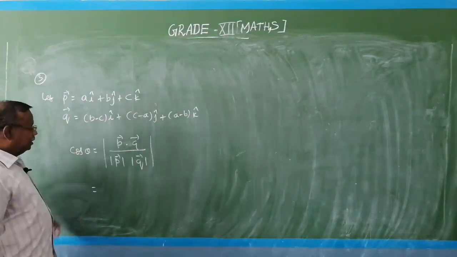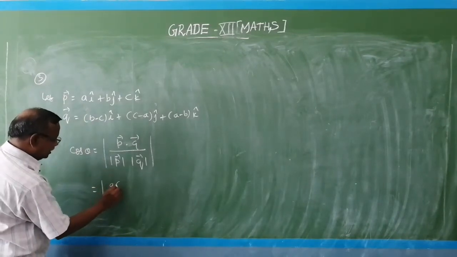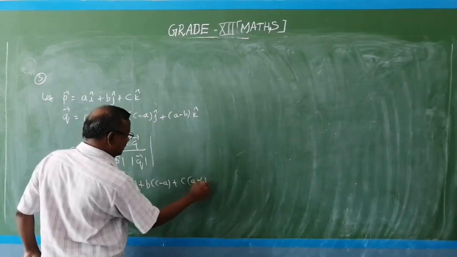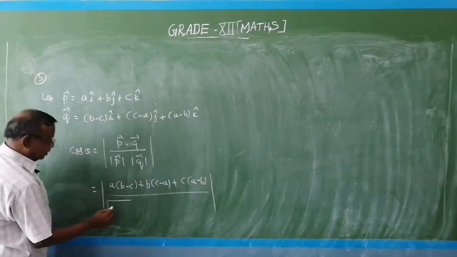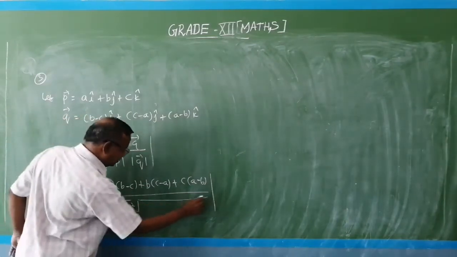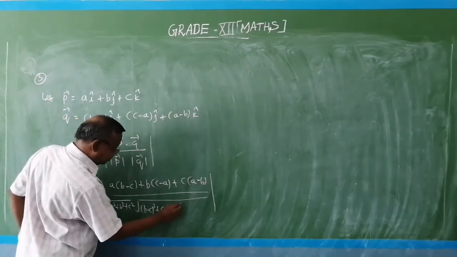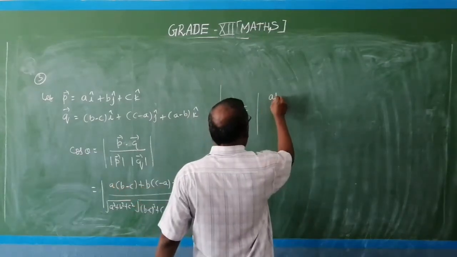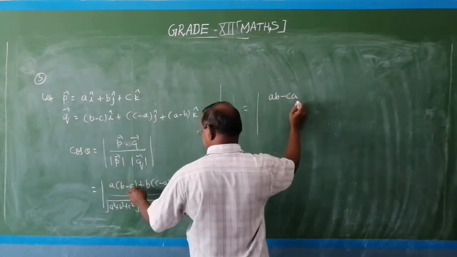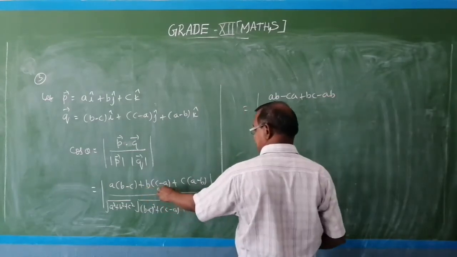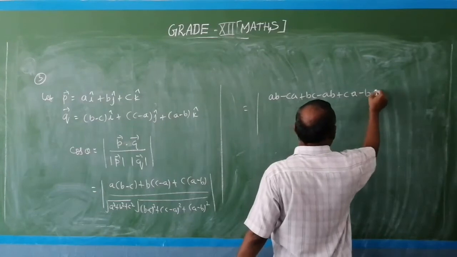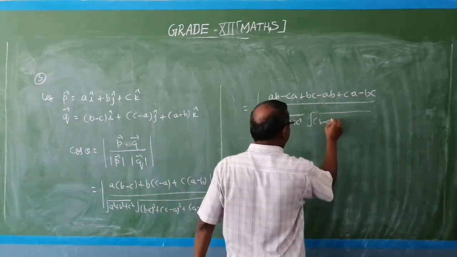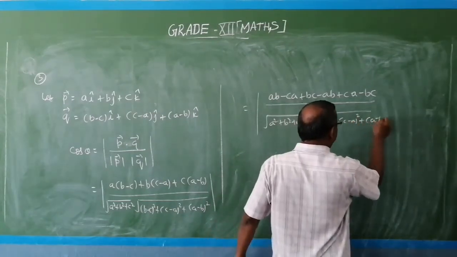So this is the formula. Accordingly, the numerator is modulus of a into (b minus c) plus b into (c minus a) plus c into (a minus b), whole divided by root of a square plus b square plus c square, into root of (b minus c) whole square plus (c minus a) whole square plus (a minus b) whole square.